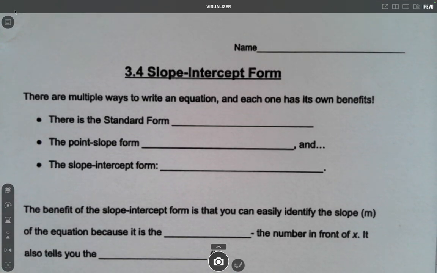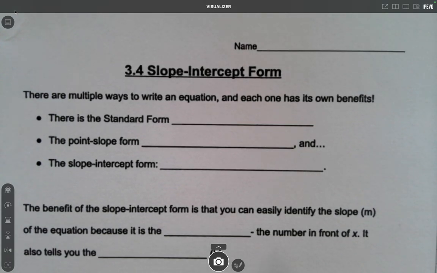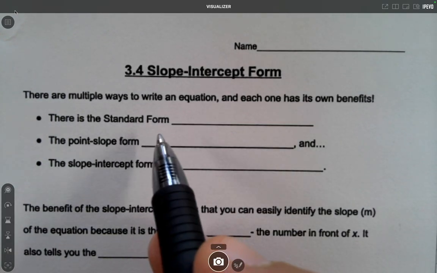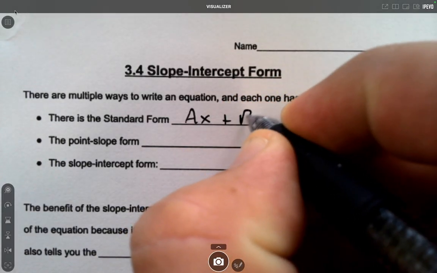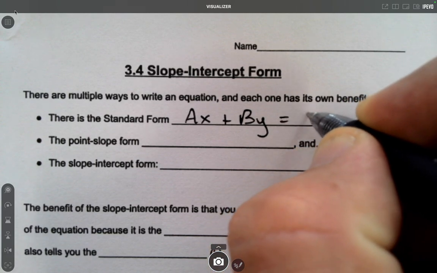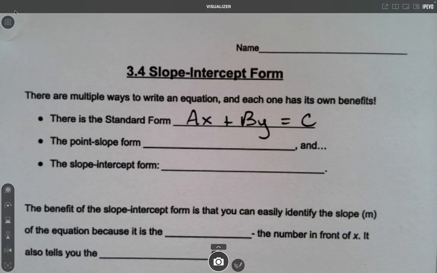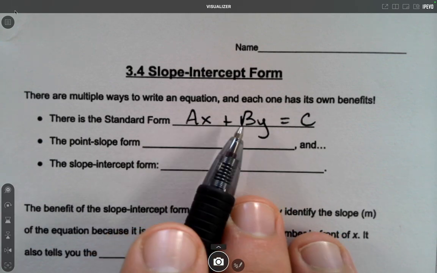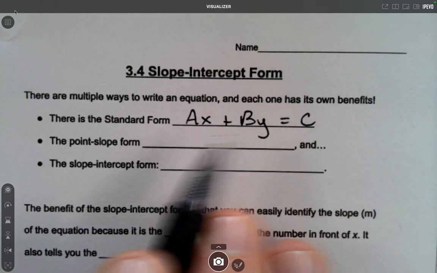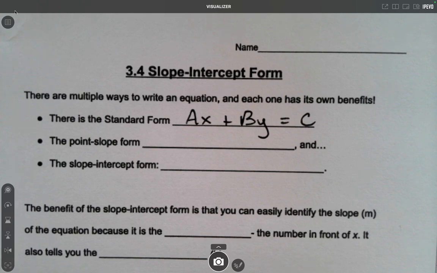We've talked about slope, we've talked about linear equations or linear functions. And now we're going to talk about the slope-intercept form of linear functions. So there's more than one form. We've already gone over the standard form before. Ax + By = C. Just as a reminder, x and y are the variables. A, B, and C are numbers that just change based on which equation we're looking at.